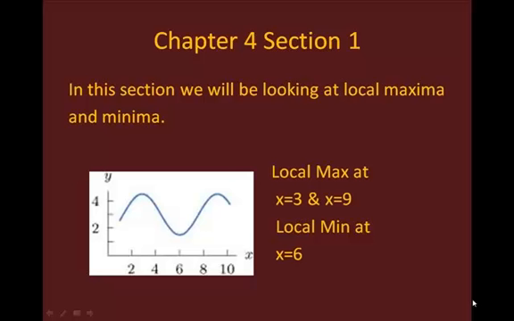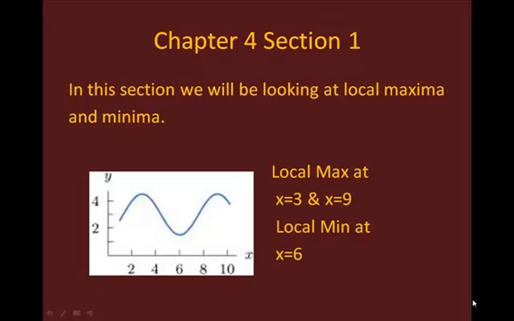Chapter 4, Section 1. In this section, we're going to begin looking at local maxima and minima. What is a local maximum and minimum? Well, a local maximum is any point when you're at the top of a hill, and a local min is going to be any time that you're at the bottom of a cup.